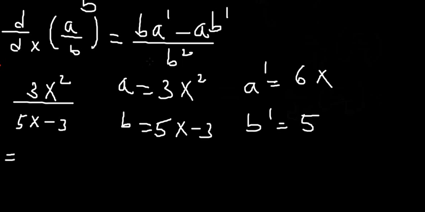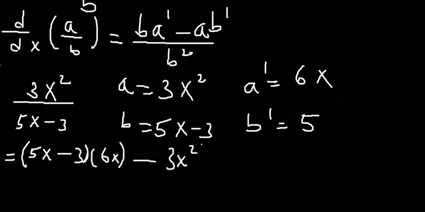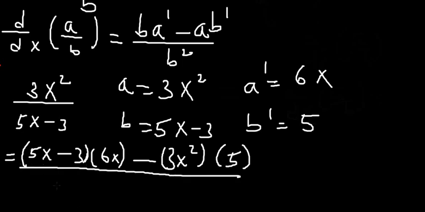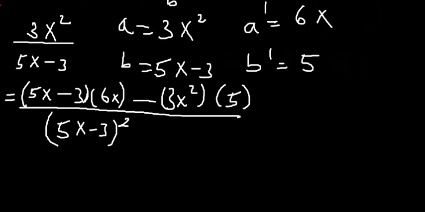So we have b as 5x minus 3. We multiply by 5x minus 3, we multiply by a prime, which is 6x, and then minus a, which is 3x squared, you multiply by b prime, which is 5, all over b squared, which is 5x minus 3 squared. So let's work out this.